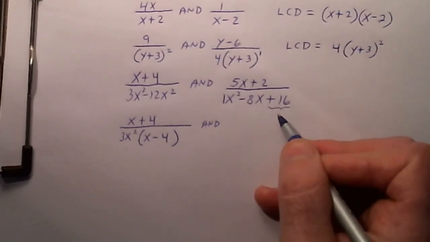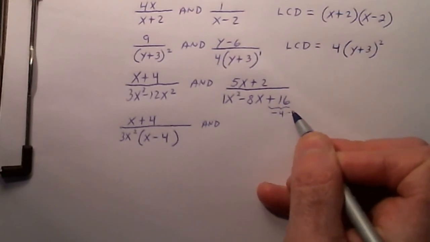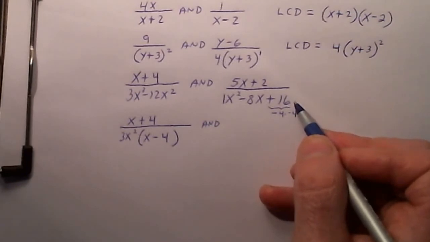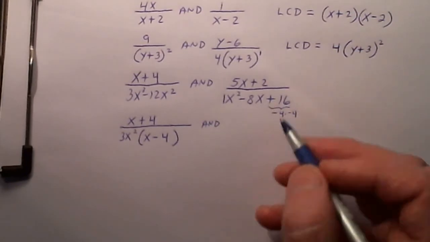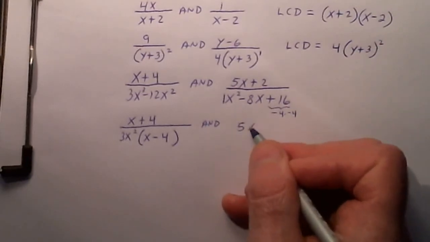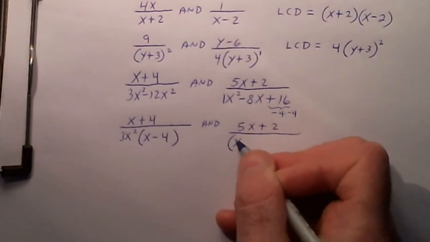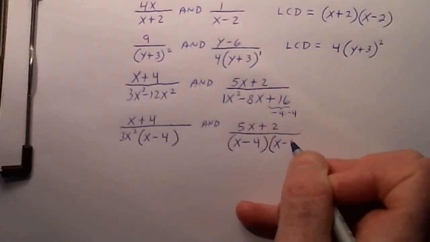After a little thought, we will hopefully arrive at the factors of negative 4 and negative 4 as being the proper factors of positive 16 that do sum up to our middle coefficient of negative 8. So therefore, the second denominator factors completely into identical binomial factors, namely x minus 4 and x minus 4.